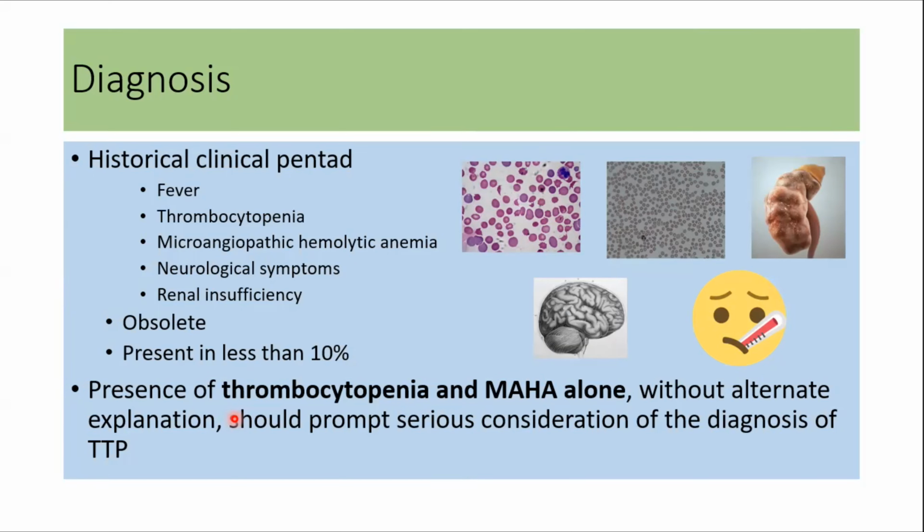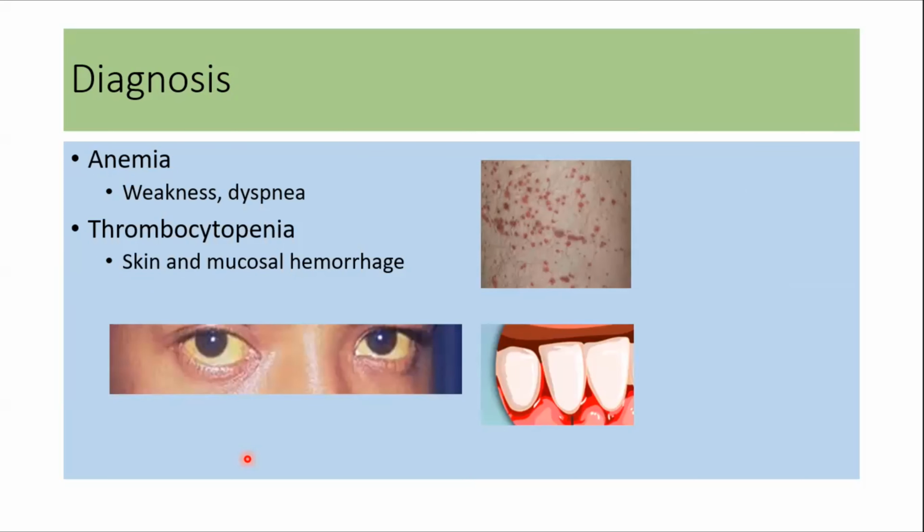For the diagnosis, history is very important. The historical clinical pentad, which has been used for the diagnosis, includes fever, thrombocytopenia, microangiopathic hemolytic anemia, neurological symptoms, and renal insufficiency. However, this is present in less than 10% of the patients and is no longer used nowadays. So the presence of thrombocytopenia and microangiopathic hemolytic anemia alone without alternate explanation should always prompt serious consideration of the diagnosis of TTP. Patients can present with the features of anemia like weakness and dyspnea, or with the features of thrombocytopenia like skin and mucosal hemorrhage.